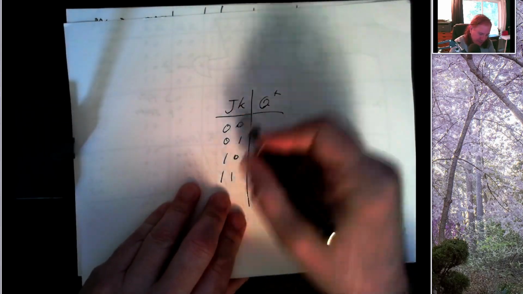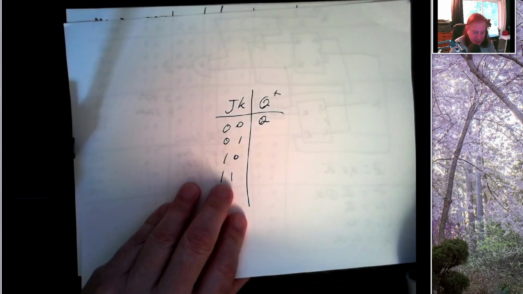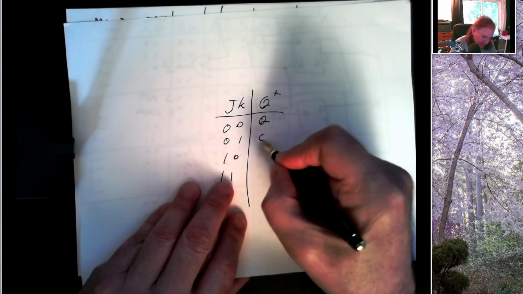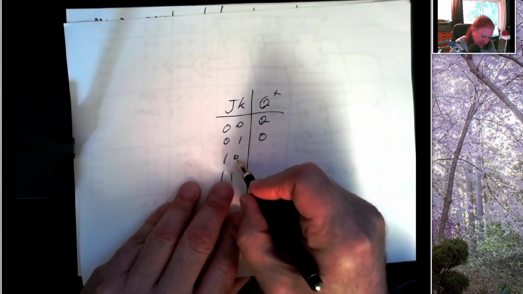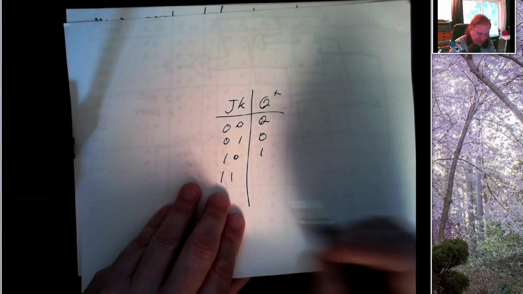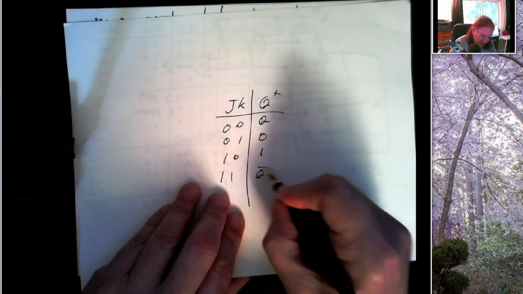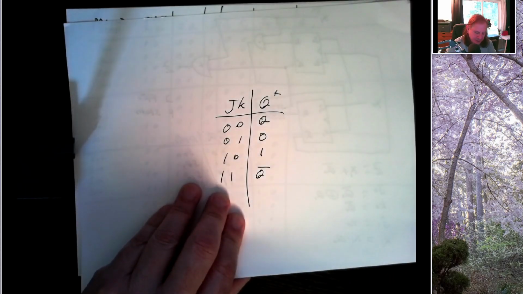Right? If J and K are 0, Q doesn't change. JK 0, 1, Q becomes low. JK 1, 0, Q becomes high. JK 1, 1, Q becomes the opposite of what it is.